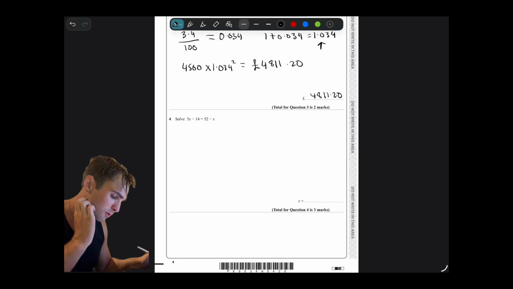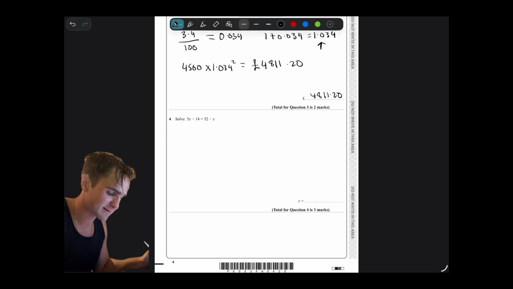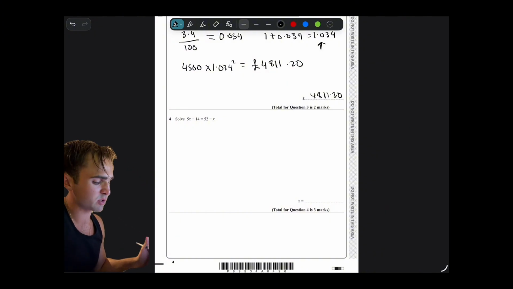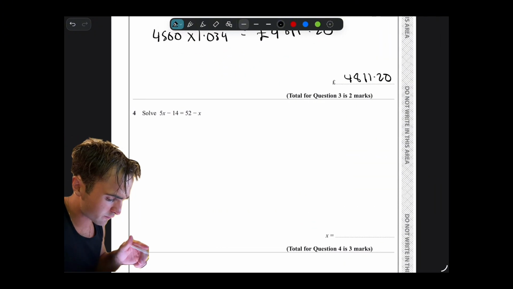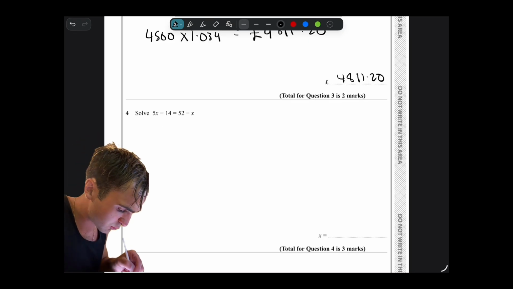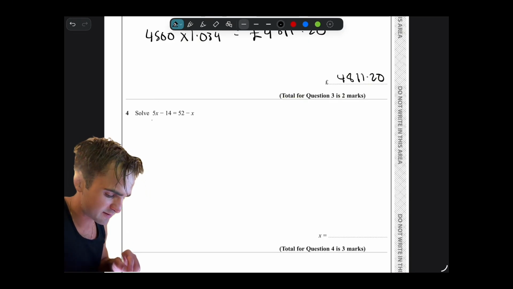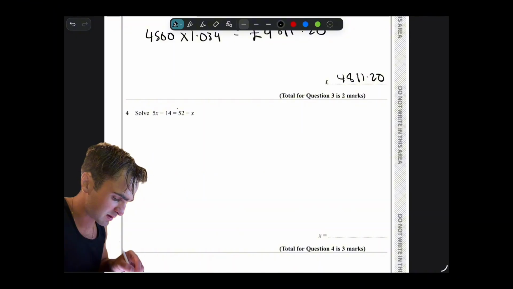Done. Question 4. Solve 5x minus 14 equals 52 minus x. So we have x terms and we have normal number terms. We want to put them on the same side. We want to avoid negatives, right? So we're going to put the x's onto the left side, because this is just going to be plus x on both sides.